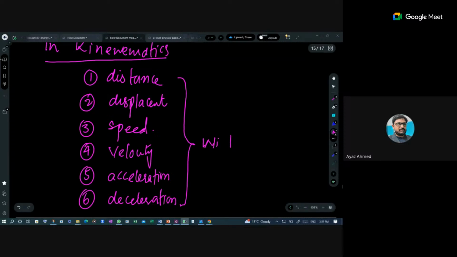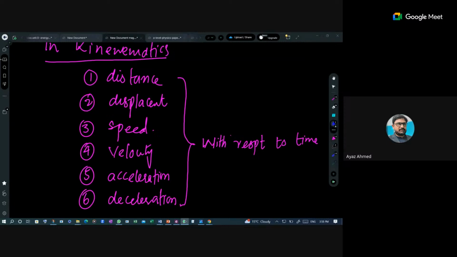This is very important to know: what is the variable with respect to which we have to figure out the change? They all change with respect to time. Is this clear to all of you? It means distance varies with time, displacement varies with time, and so do speed, velocity, and acceleration.